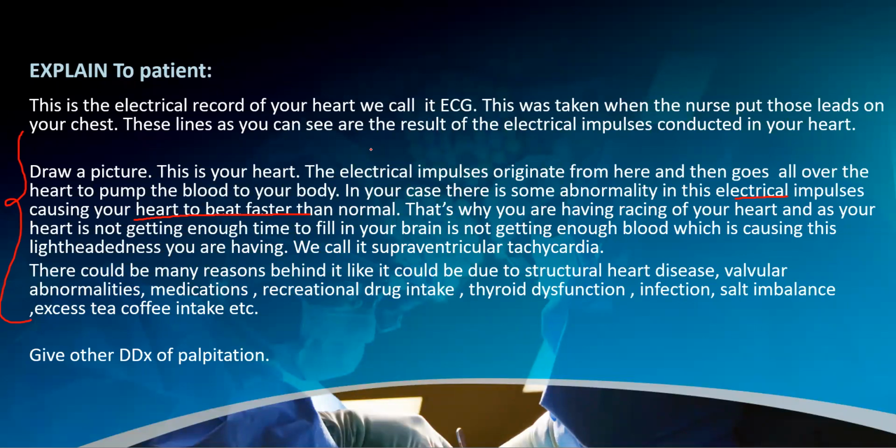The lines that you can see in the ECG are actually the result of electrical impulses that are conducted in your heart. Same explanation, let me draw a picture for your better understanding. Your heart has electrical impulses, and that helps the heart to pump blood to your body. In your case, there is some abnormality in this electrical impulse, causing your heart to beat faster than normal and also irregular. Now, in here, you'll just use irregular with faster.